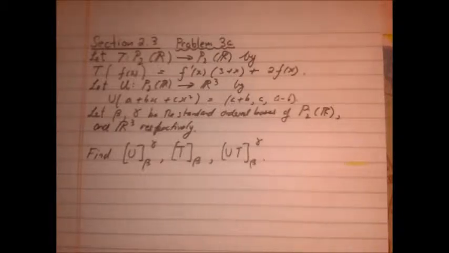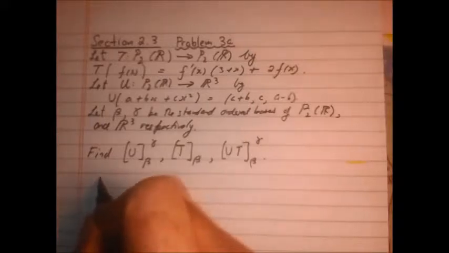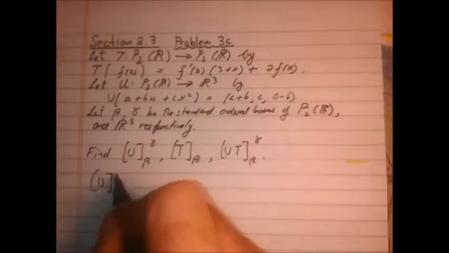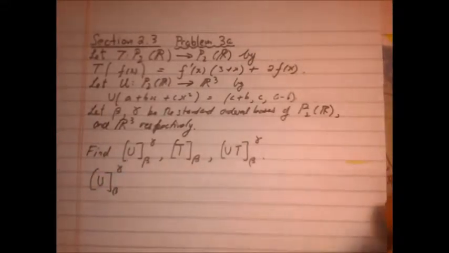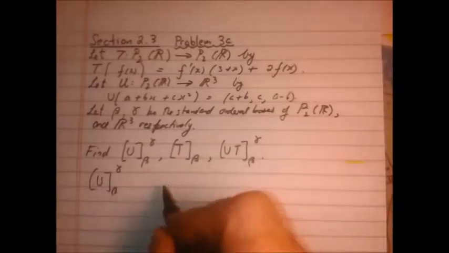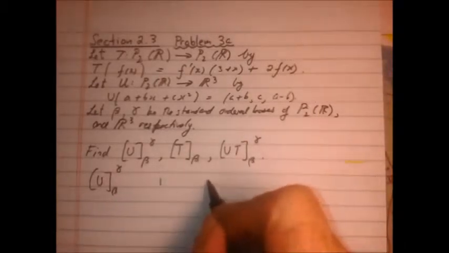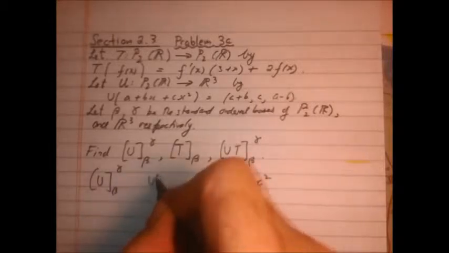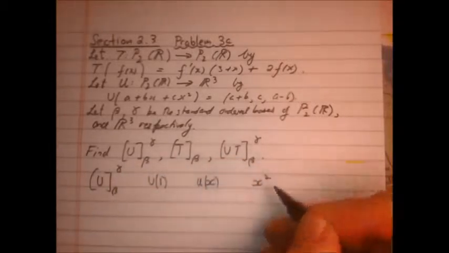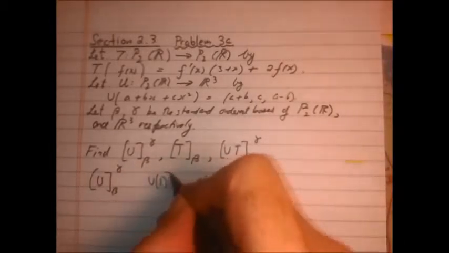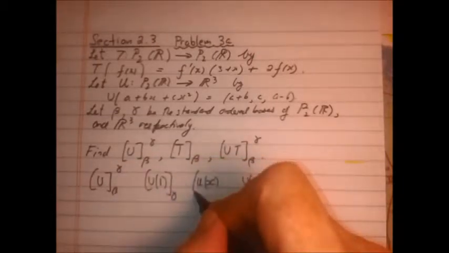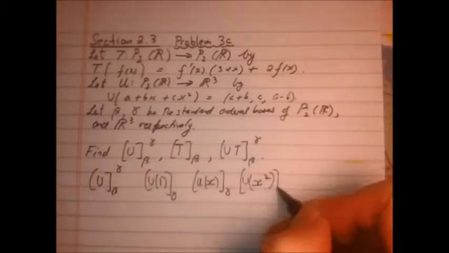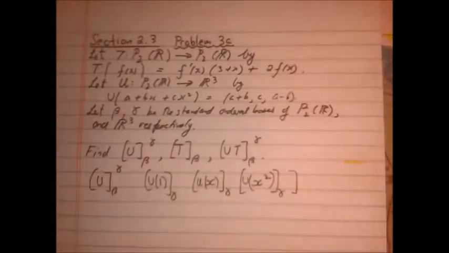Okay, so we first work out the first matrix. So first of all, we write down the elements of beta, which is 1, x, and x squared. That's the standard basis of P2(R). We work out U of each of these, and then we compute the coordinate vector relative to gamma. And these will be the columns of our matrix.